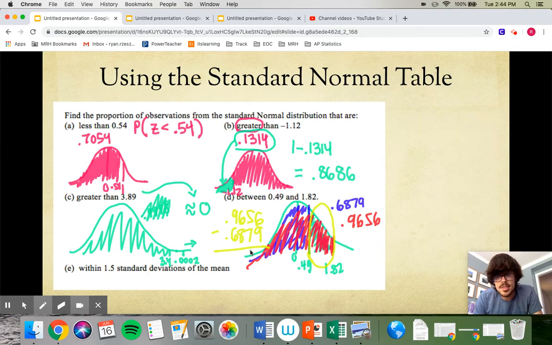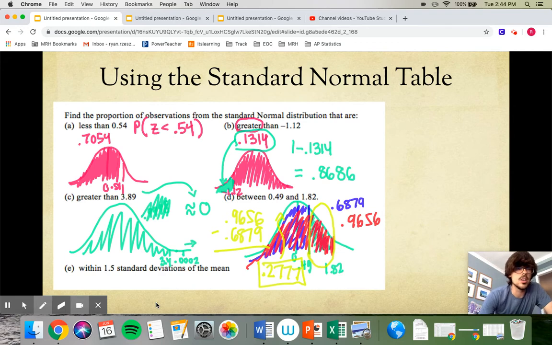So 0.9656 minus 0.6879 is about 0.2777. When you do these kinds of problems, please make sure you show your work. The AP test is very big on showing work and not just giving an answer with no supporting details. So that would be the answer for this one. Look up both separately and then just subtract them to get the answer.